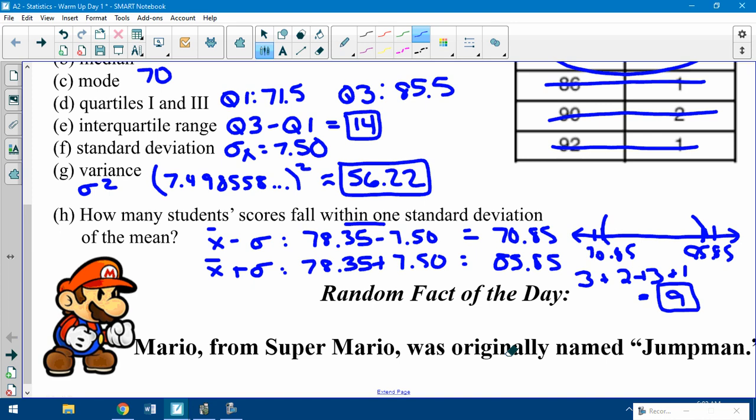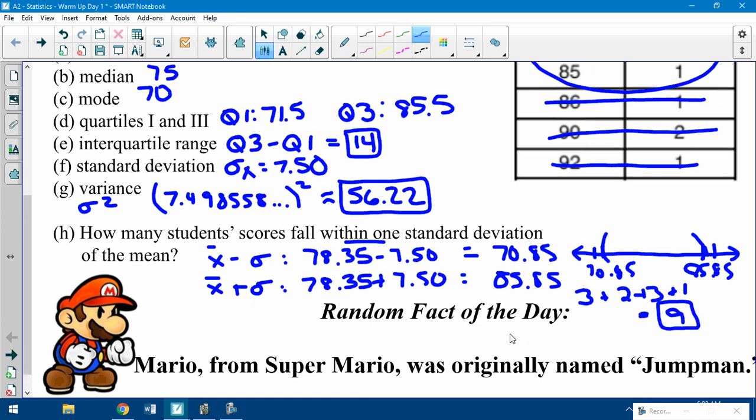Here's your random fact. Mario from Super Mario was originally called Jumpman. Mario's a better name. Okay, good?